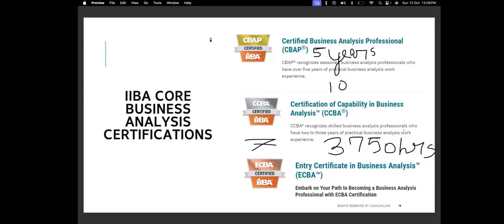This is the topmost level, this is the first level certification, and this is the second level. And if you are a beginner, an entry level with no experience, then you can go for ECBA. ECBA is basically the entry certificate. For this, you don't need any experience. Anyone can go for the ECBA certification.